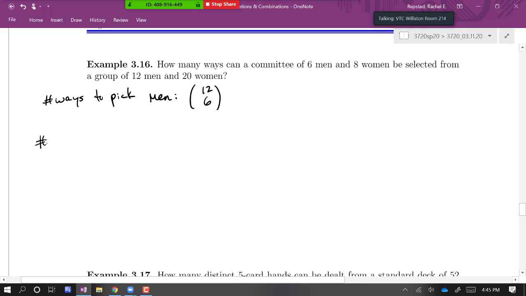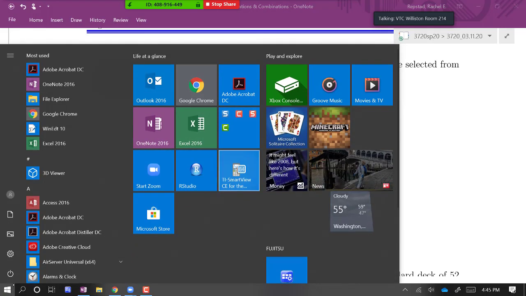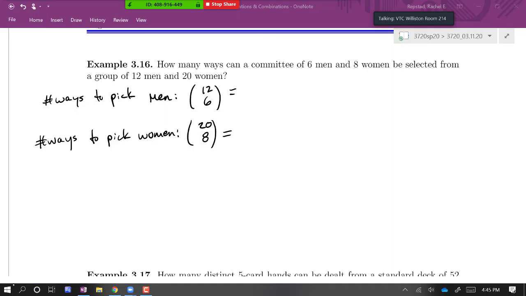The number of ways to pick the women, what should that be? 20 choose 8. Yeah, 20 choose 8. I want to choose 8 people from the 20 women in the group. Now, computing the combinations by hand is actually kind of fun and enjoyable, and I would be lying if I said it wasn't soothing and therapeutic. But your calculator can also compute combinations for you, so I'm just going to show you where that is in the menu.